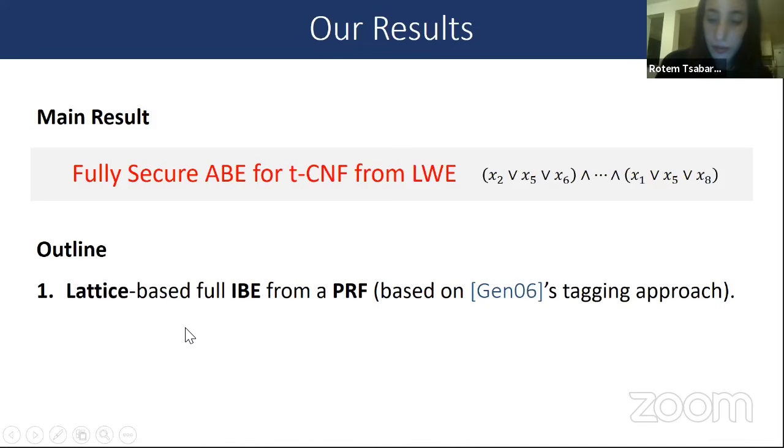So let me go over the outline of the technique and also of this talk. The first step would be to get lattice-based fully secure identity-based encryption, but in a different approach than was previously done. In fact, we will take a technique that was used in the groups world, and we will translate it to lattice techniques using the PRF.